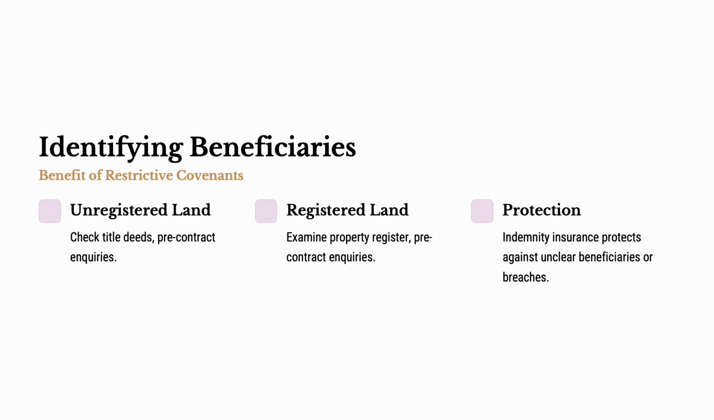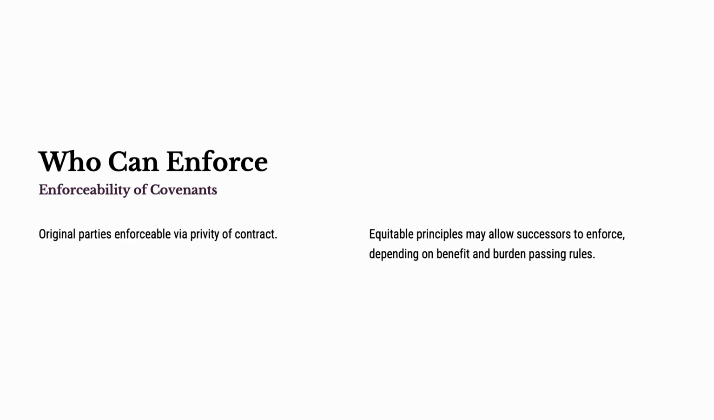So for SQE1, remember that inability to identify beneficiaries does not make a covenant unenforceable in principle. It merely creates practical difficulties. If a beneficiary later emerges and can prove entitlement to benefit, they can enforce the covenant regardless of whether they were identified earlier or not. And the solution, of course, is indemnity insurance.